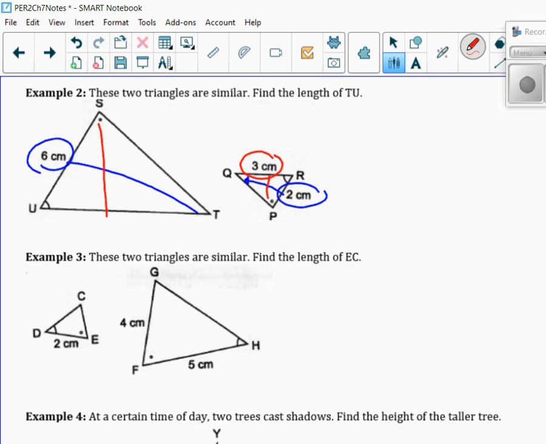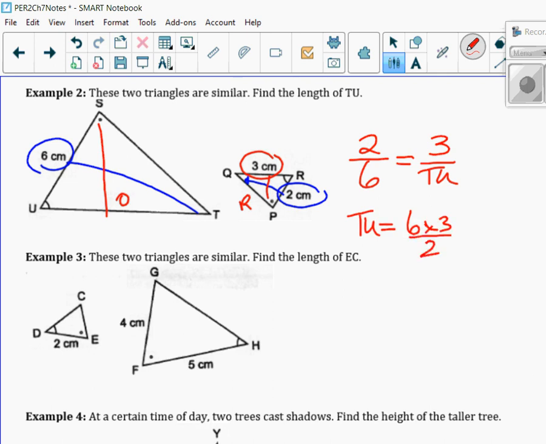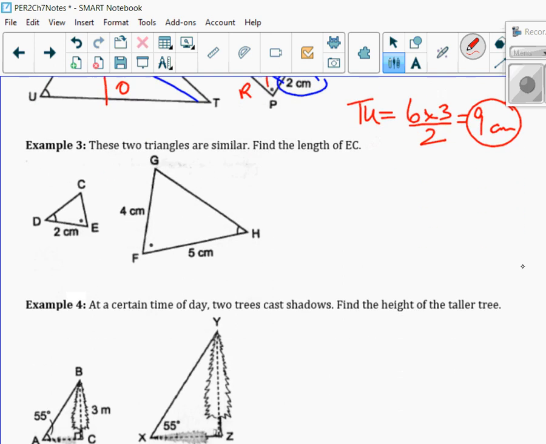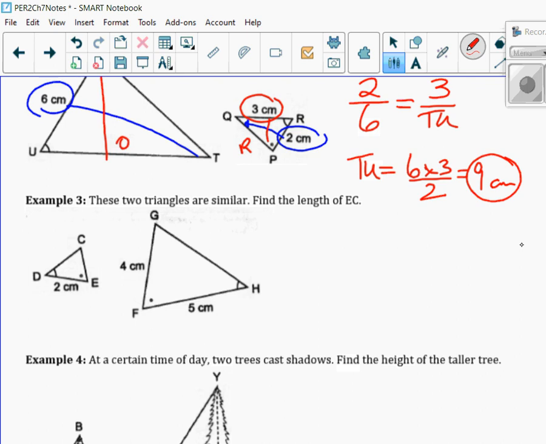So it's up to you if you want to do, this is my original and this is my reduction. So the blue over the blue. So 2 over 6 equals 3 over TU. Do some cross multiplying. TU is going to be 6 times 3 divided by 2, and I get 9, and that would be centimeters. And ask yourself, does this answer make sense that that would be bigger than 6? And 3 is bigger than 2, so that would make sense then.